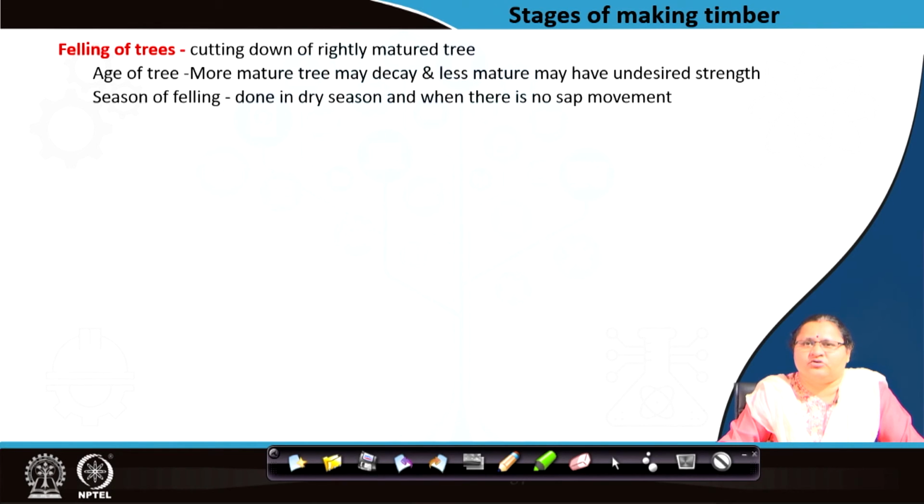You have to cut those trees which are rightly matured. So, age of the tree is very important, and this process is called felling of tree. If you have a planned plantation wherefrom you will take wood, then you know the right age, you know the variety of plant, you know the climatic condition. So, based on that, you make it convenient to cut when it is a dry season, when the sap movement is not happening and the age is just appropriate to get the wood out of it.